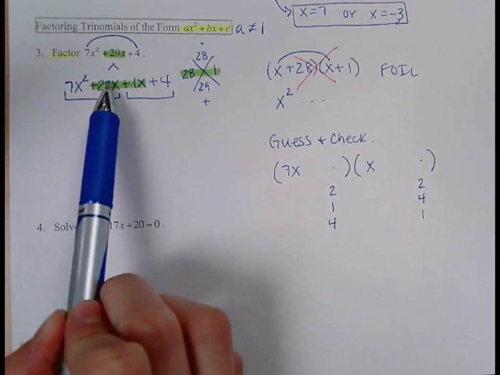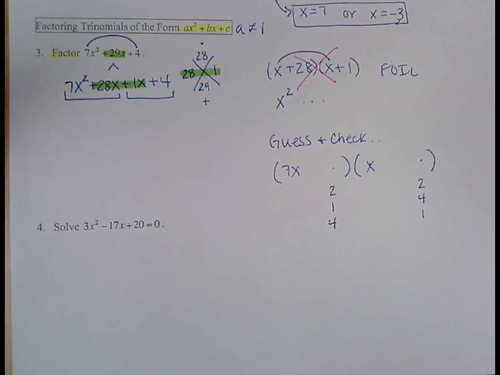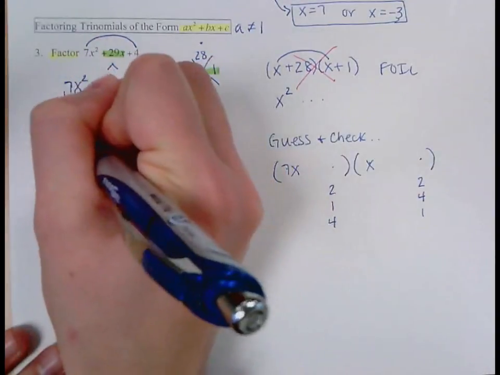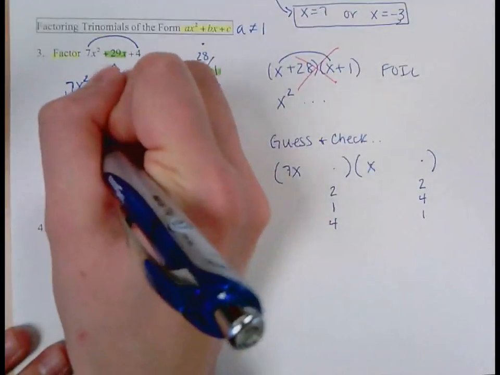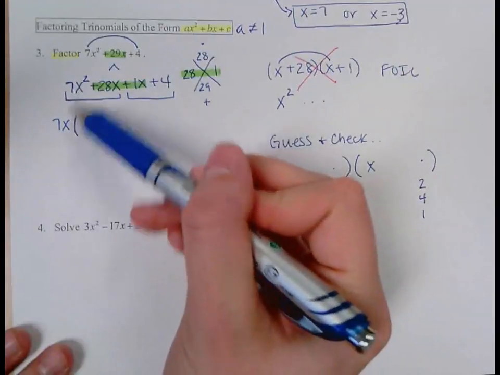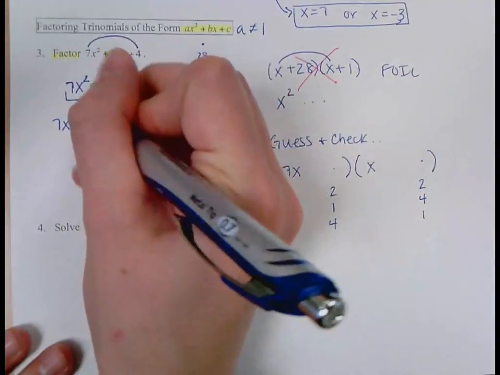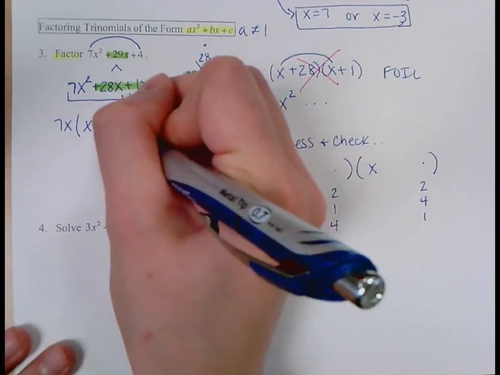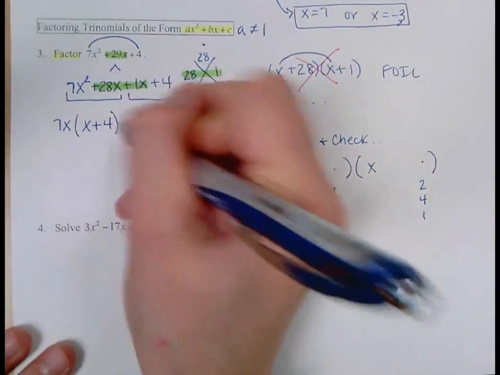So remember, when you're grouping, you look at the first 2 terms, find the GCF. So what's the GCF of 7x squared and 28x? What do they have in common? They have a 7 and they have an x. So I factor that out of the first 2 terms. When I factor 7x out of those first 2, I'm going to be left with 1x, or just x, plus 28x divided by 7x is 4.